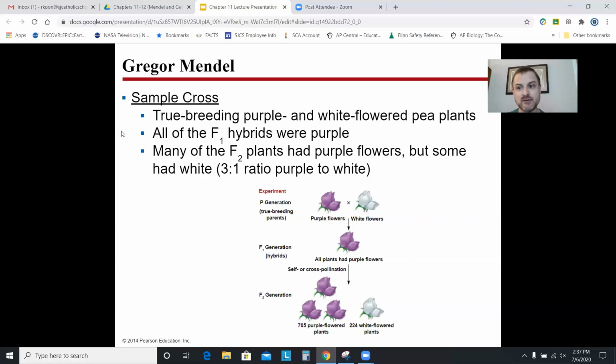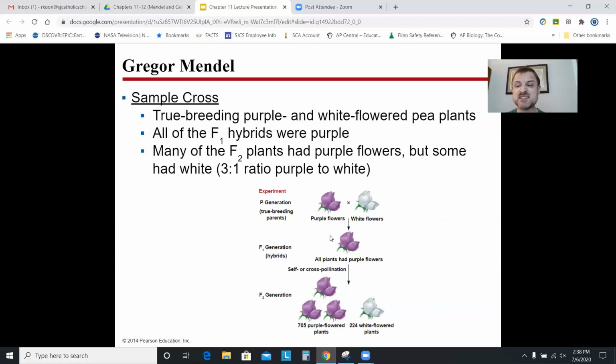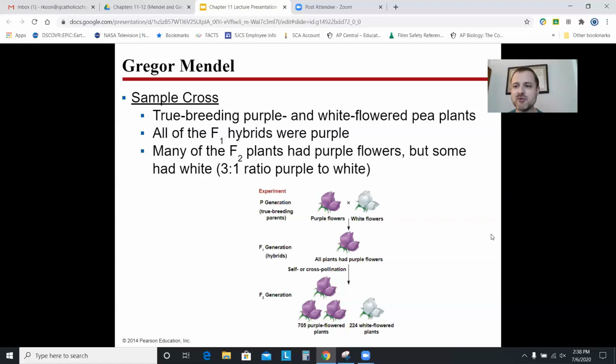So this first cross, the P generation was purple and white. You got all purples in the F1. Then he crossed the F1s to get the F2s, and he discovered a couple things. One, the white trait comes back. So it's like it skipped a generation. The white trait was not gone, it was just masked. And two, if you count the number of plants, here you have 705, here you have 224, you get a ratio of 3-1, all right? And he kept getting a 3-1 ratio with different traits.